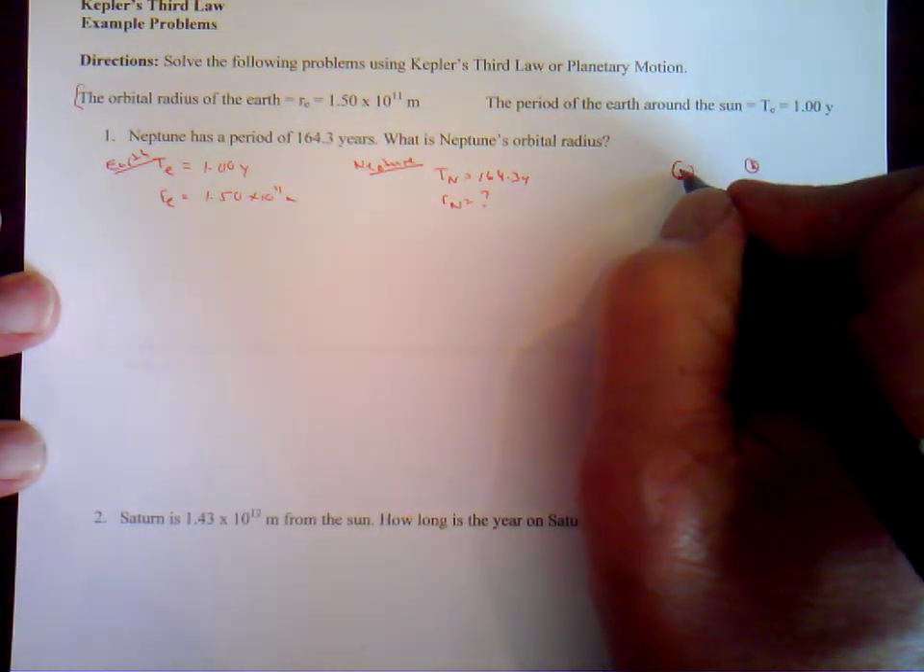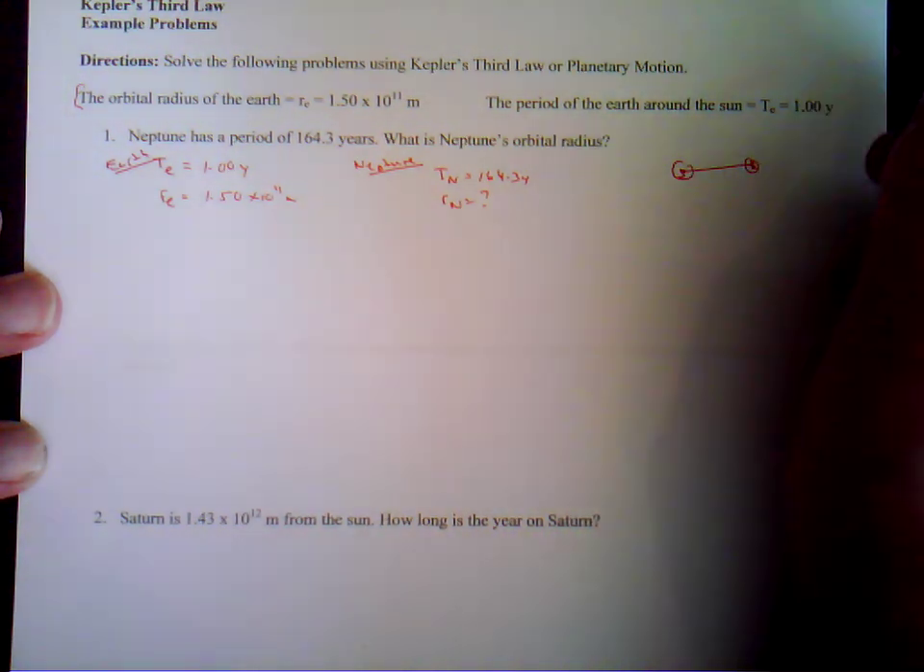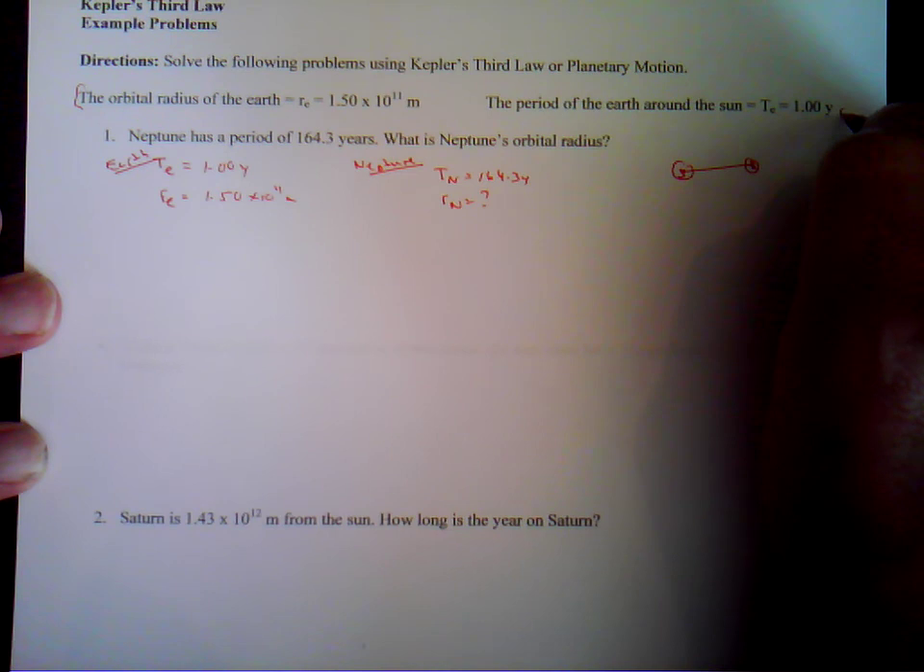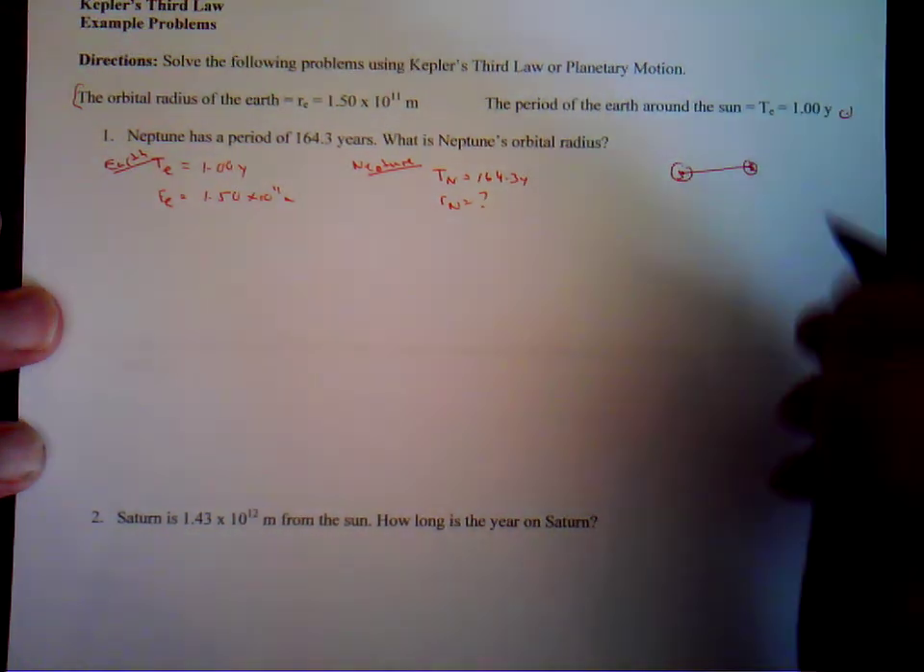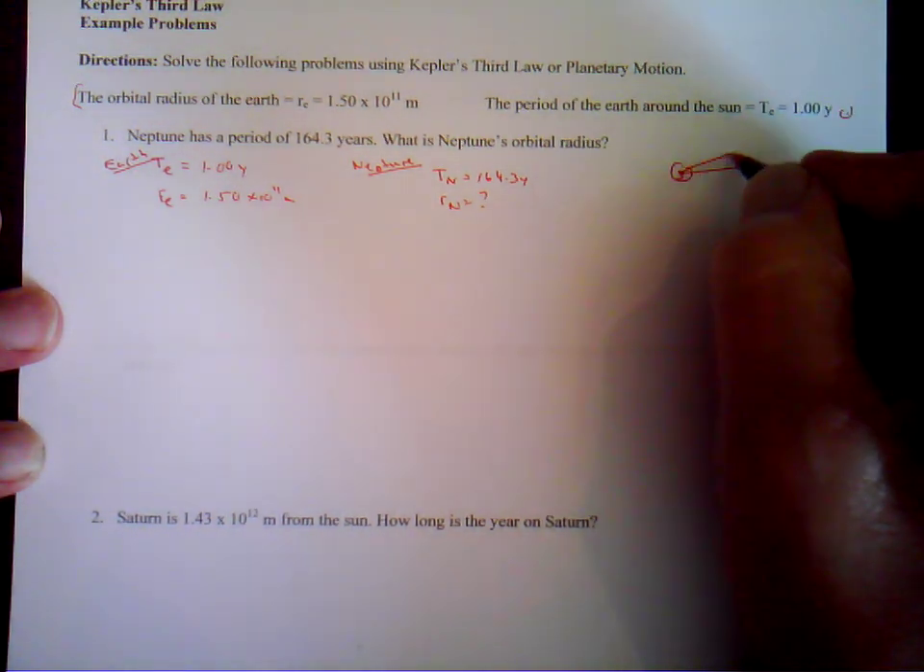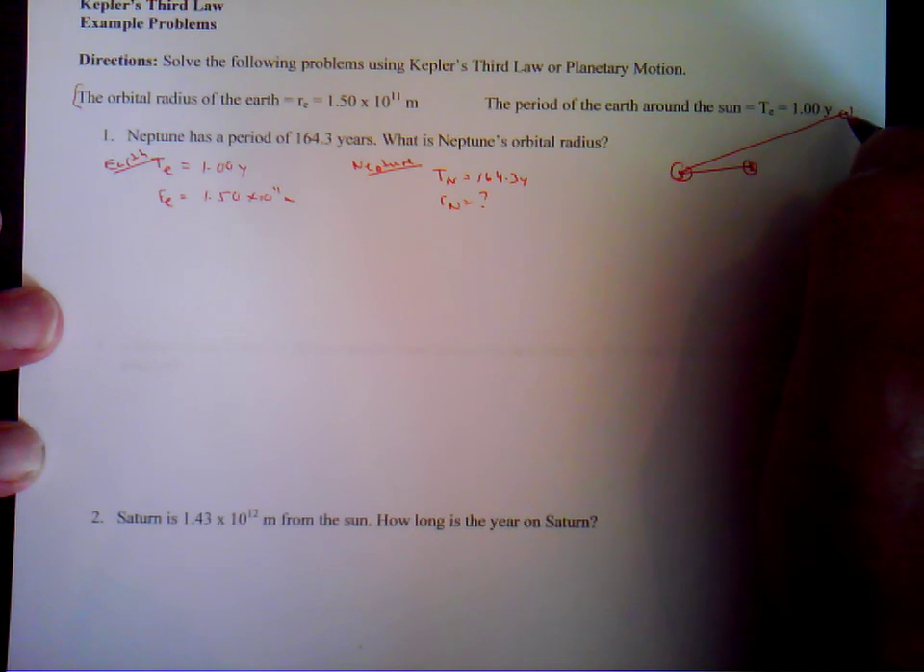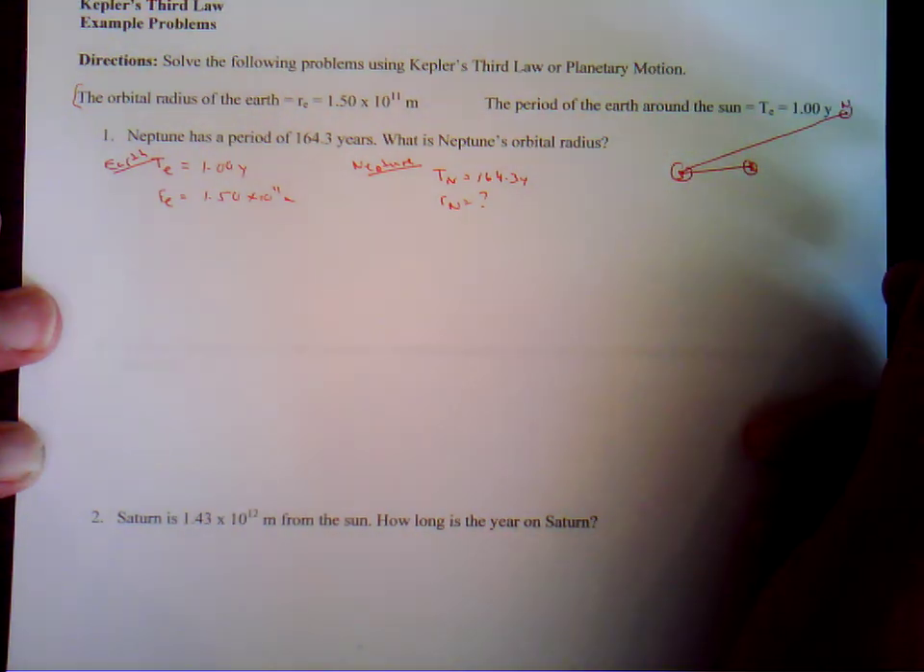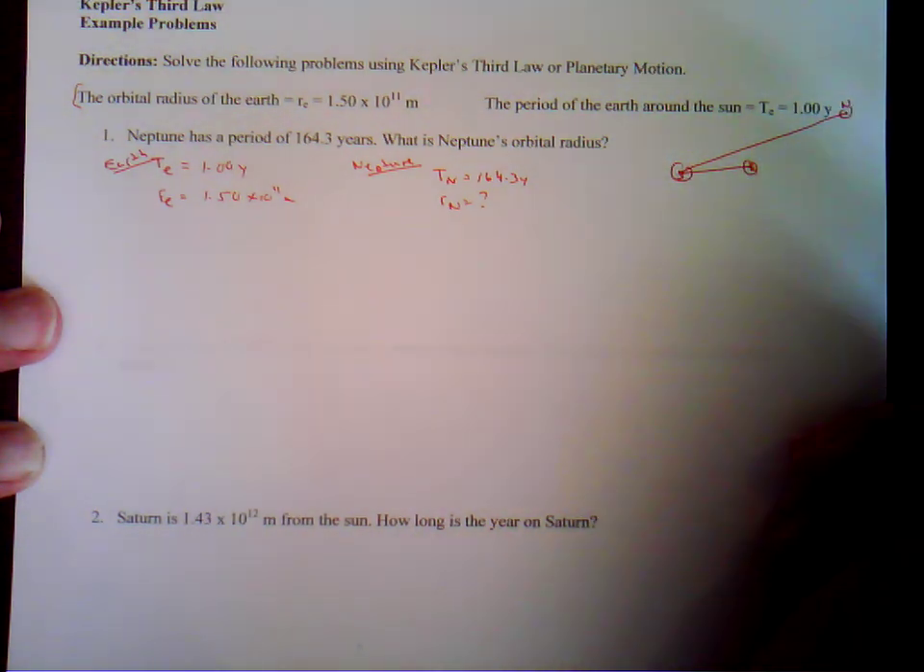Now, an important thing to remember: if this is the sun, and this is the Earth, the distance that is given here is always from the center of one object to the center of the other object, not from surface to surface, but always from center to center. Of course, Neptune is way far out here. And so the orbital radius of Neptune is from the center of the sun to the center of Neptune. Always measured from the center of one object to the center of the other object.